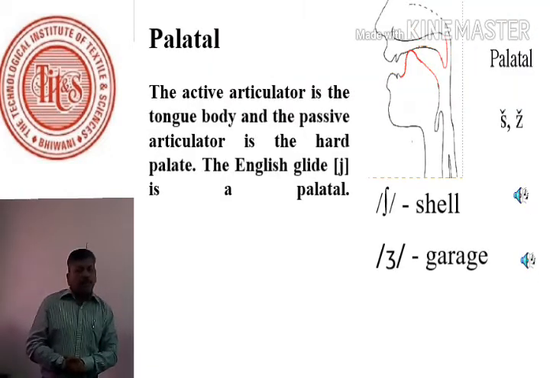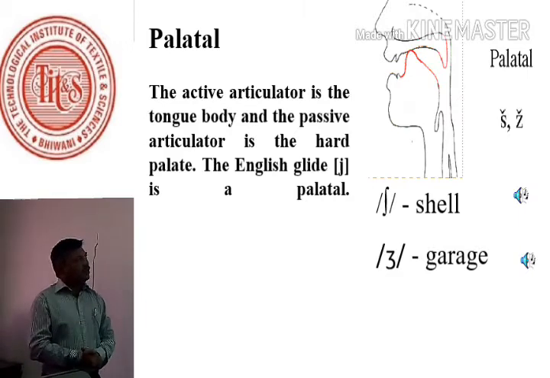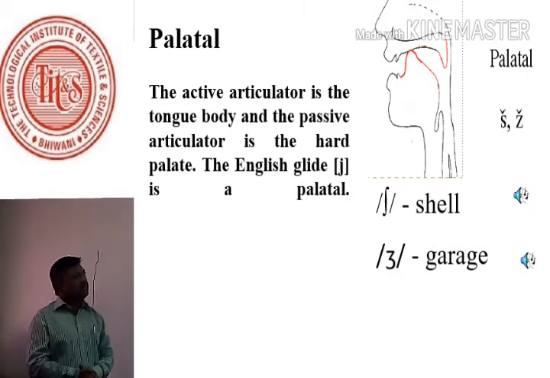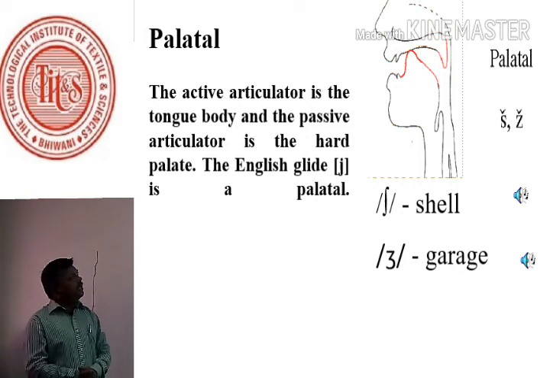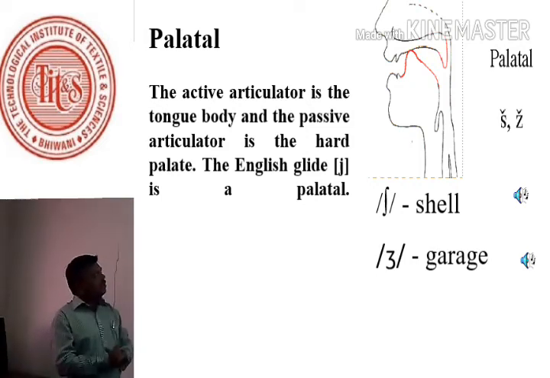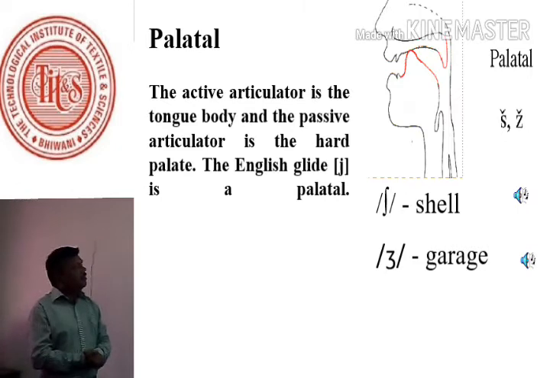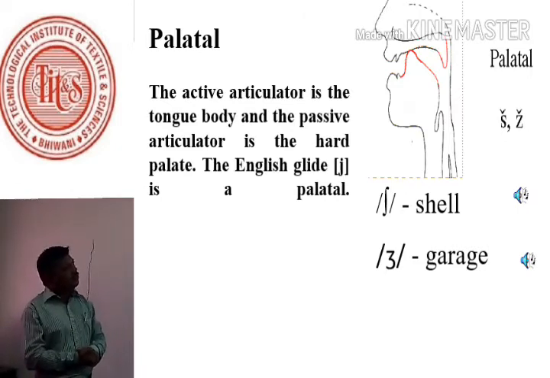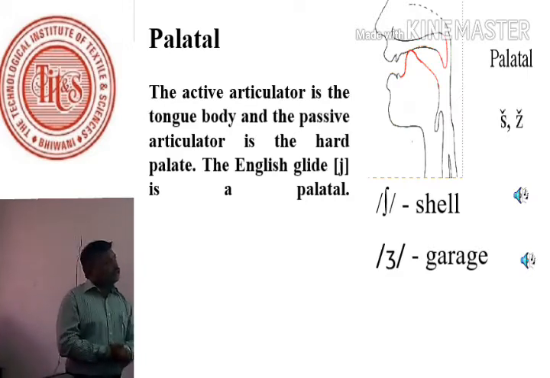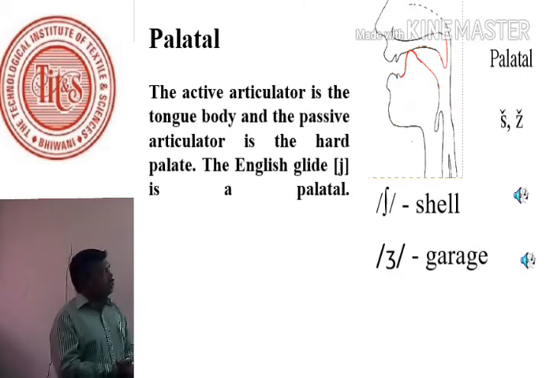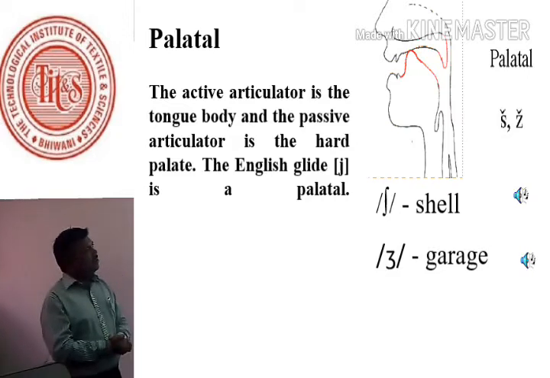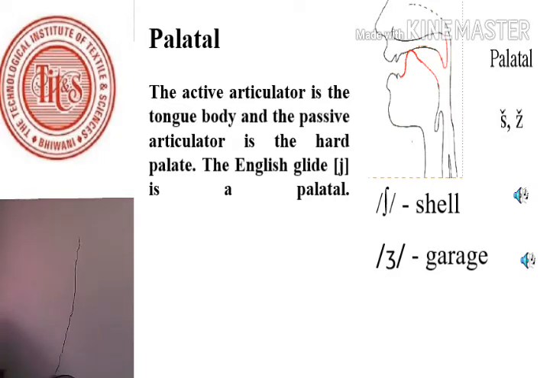Moving to the palatal sound. Palatal: the active articulator is the tongue body and the passive articulator is the hard palate. The English glide "y" is a palatal sound. And then here, "sh" and "zh": "sh" as in shell, English, British, and "zh" as in garage.